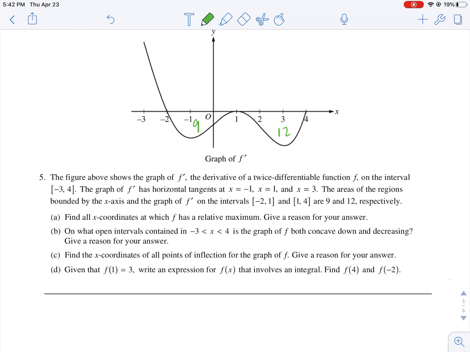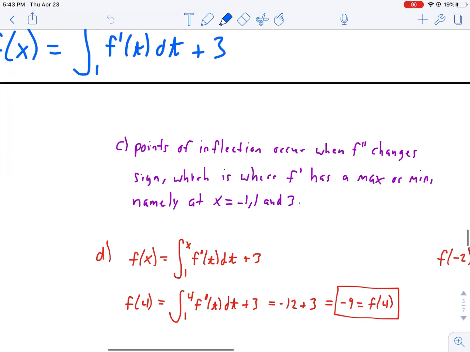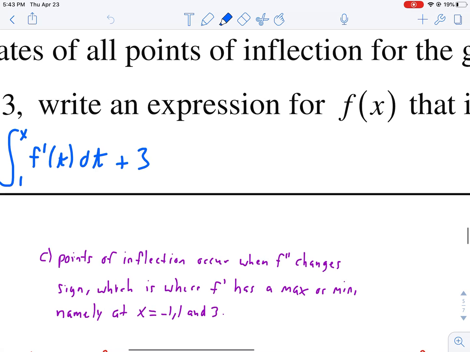All right. C, find the x-coordinates of all points of inflection for the graph of f. So inflection points are where f double prime equals 0 and changes signs, which are maxes and mins of the derivative graph. So it should be -1, 1, and 3, which I've said right there.